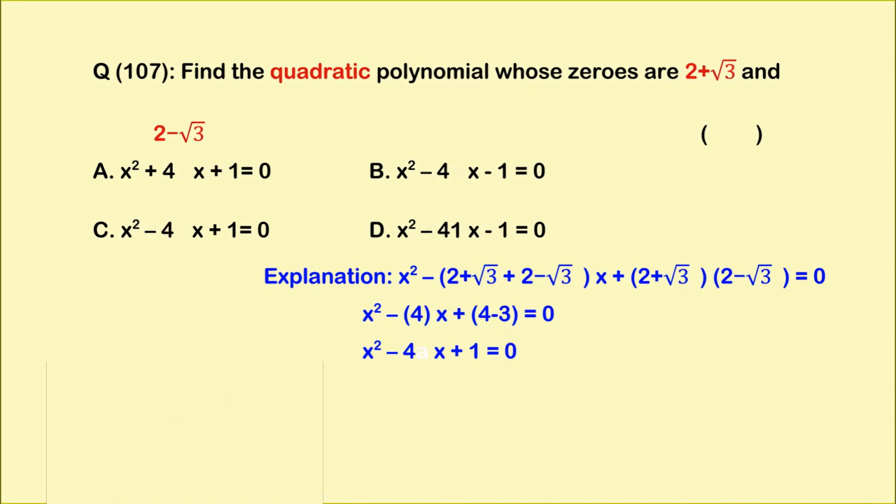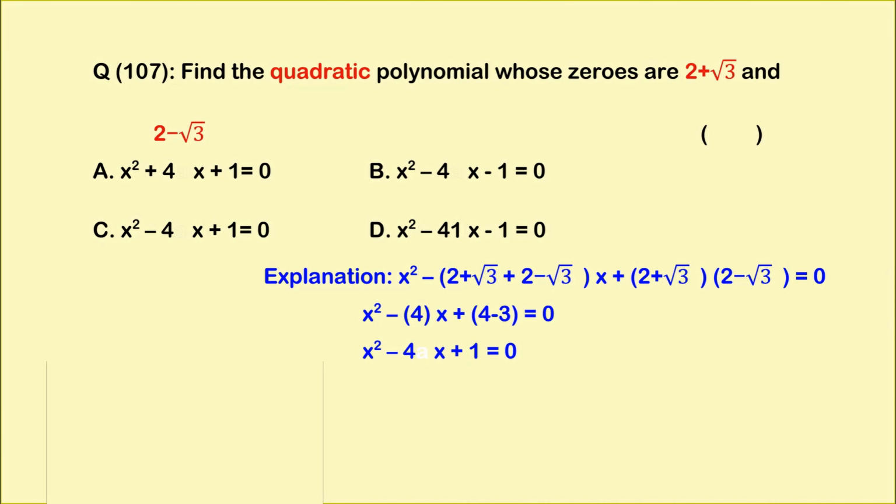Question number 107. Find the quadratic polynomial whose zeros are 2 plus root 3 and 2 minus root 3. Alpha plus beta is equal to 2 plus root 3 plus 2 minus root 3, we will get 4, and alpha into beta is equal to 2 plus root 3 into 2 minus root 3, we will get 2 square, 4, minus root 3 whole square is 3. 4 minus 3 is equal to 1. If you substitute the values of alpha plus beta and alpha into beta, we will get x square minus 4x plus 1.